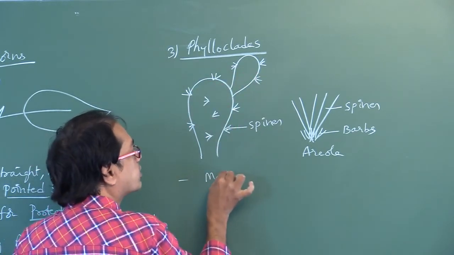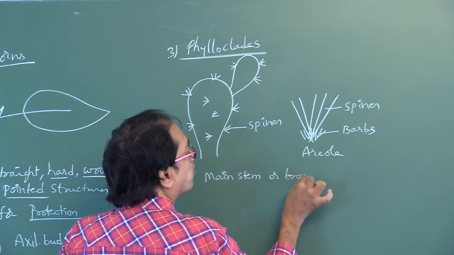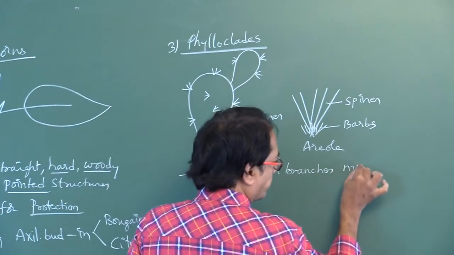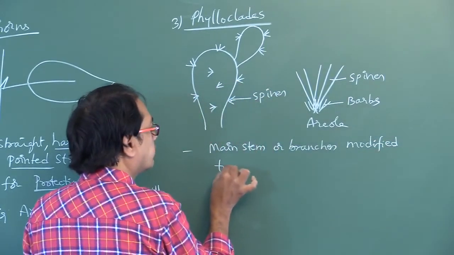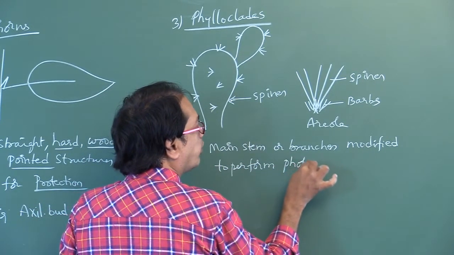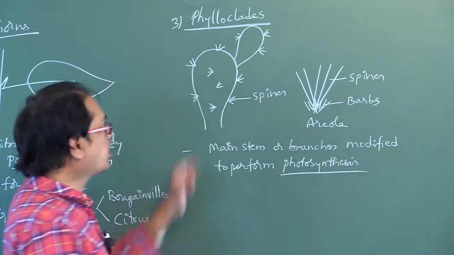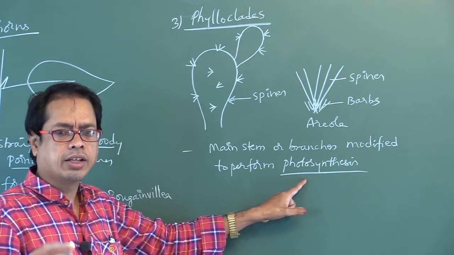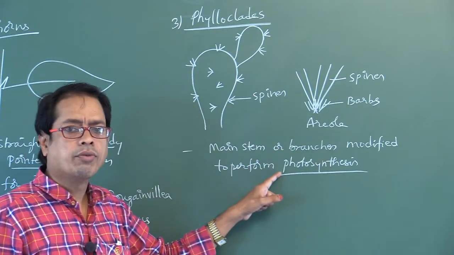This is the main stem, these are the branches. The main stem or the branches are modified to perform photosynthesis. What is the function of a phylloclade? Photosynthesis. Which parts are modified? The main stem or the branches are modified to perform photosynthesis.